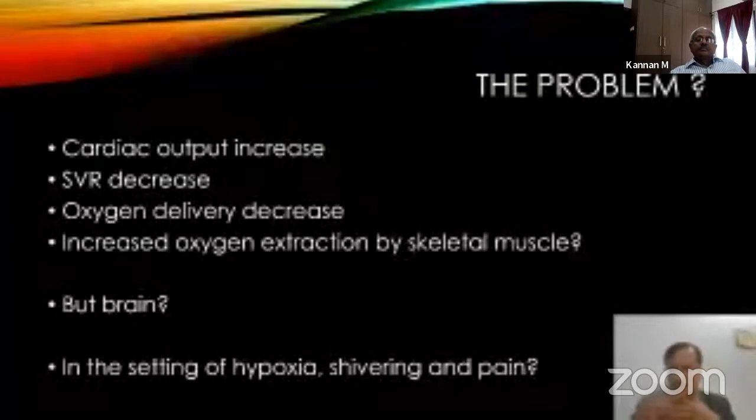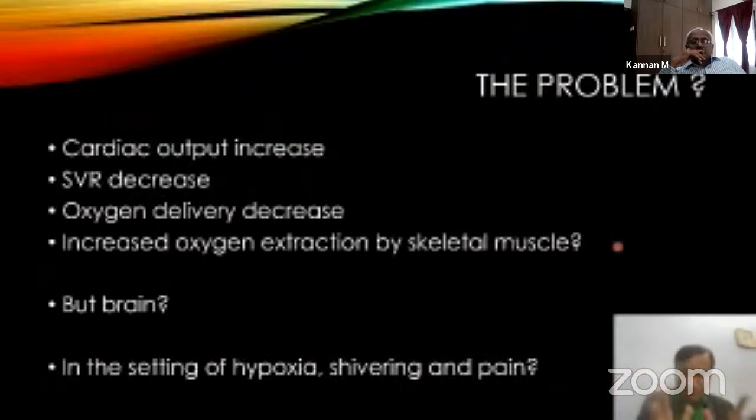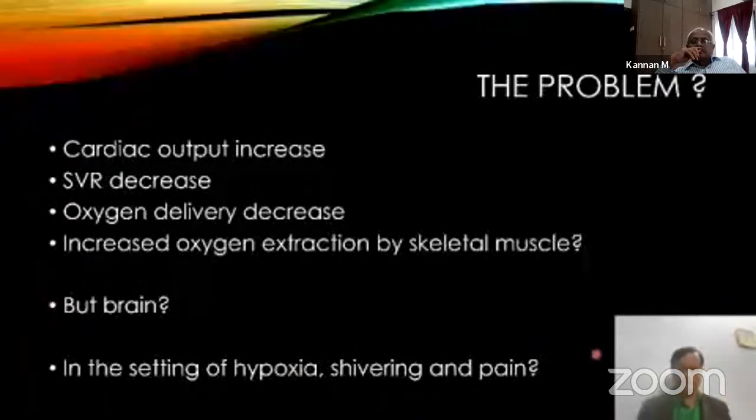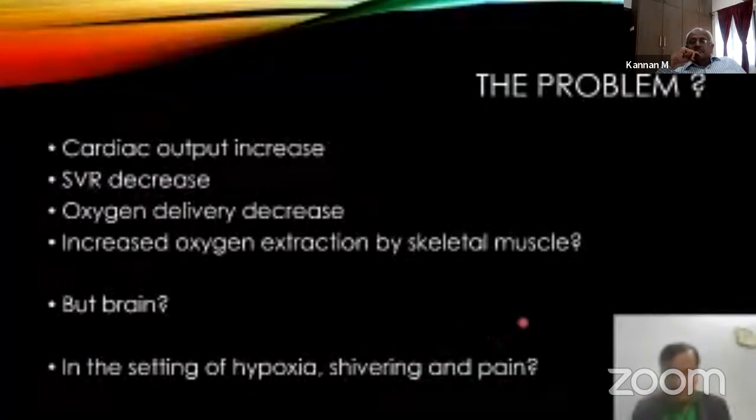Now I have already told you cardiac mortality increases, transfusion of blood increases, and thereby transmission of illness. Cardiac illness worsens because the cardiac output increases, the SVR decreases, and the oxygen delivery decreases. So there is increased oxygen extraction by the skeletal muscles. But in the brain and heart, it is already fully extracted. Because there is some anemia, it cannot extract more. This problem is there in the setting of hypoxia, in the setting of shivering, and in the setting of pain. These three are very common in the perioperative period. We have some problem with oxygen delivery. This is what we don't want.